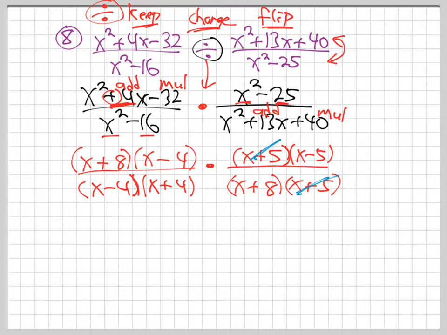X plus 5, x plus 5. X minus 4, x minus 4, x plus 8, x plus 8. Nice. So all that's left is x minus 5 over x plus 4.